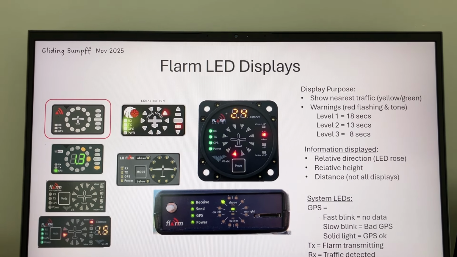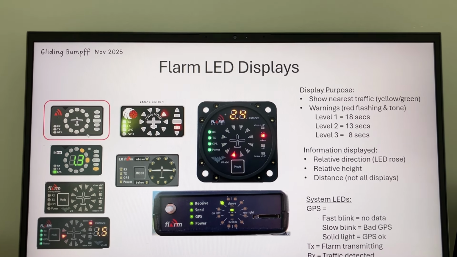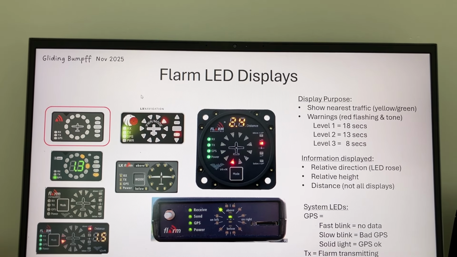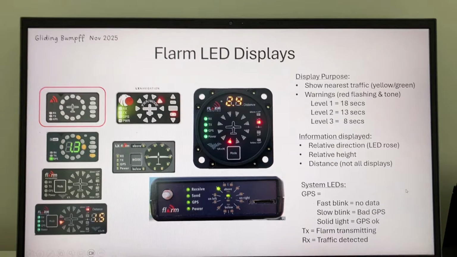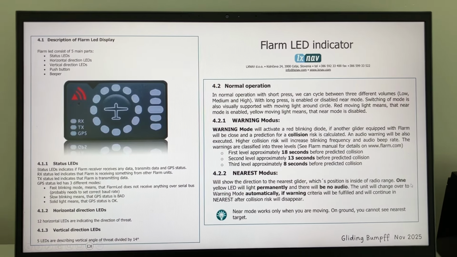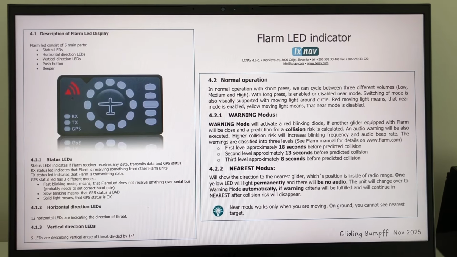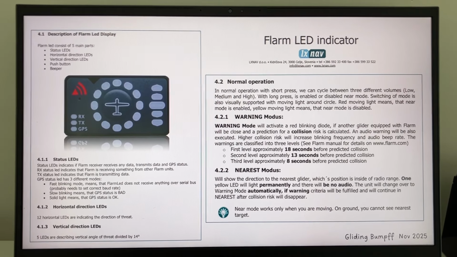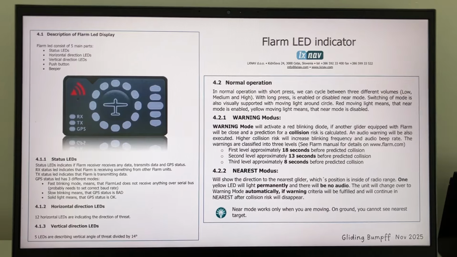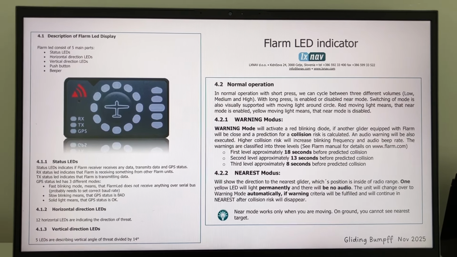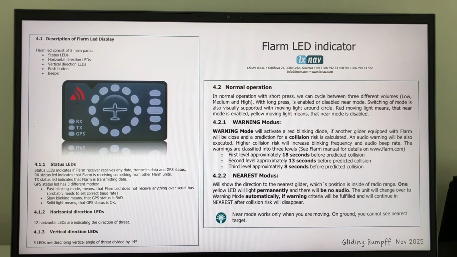Now, I'm going to continue looking at this specific device here, which is an LX nav device. Now, there's a very good manual available on the internet. If you like, you can pause the video and read about it here.